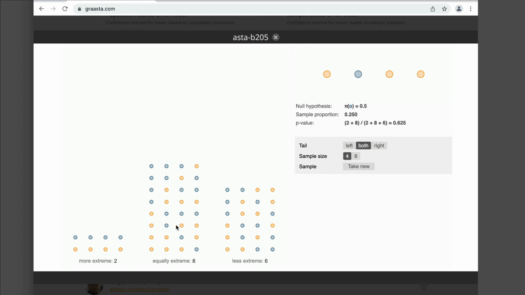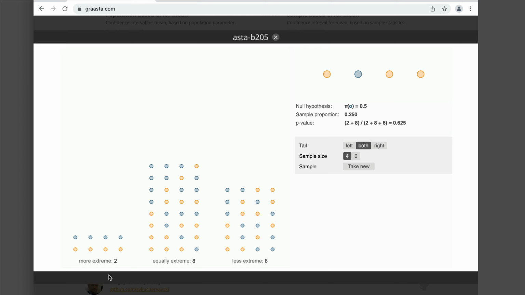So these are two separate chances, so I sum them up. And then I simply divide by all possible outcomes. So 2 plus 8 divided by 2 plus 8 plus 6, it gives me exactly 62.5%. And it's a pretty large percentage. So it means that if I repeat this experiment again, 62.5% of the time my sample will be like this, or maybe even like this. Okay.